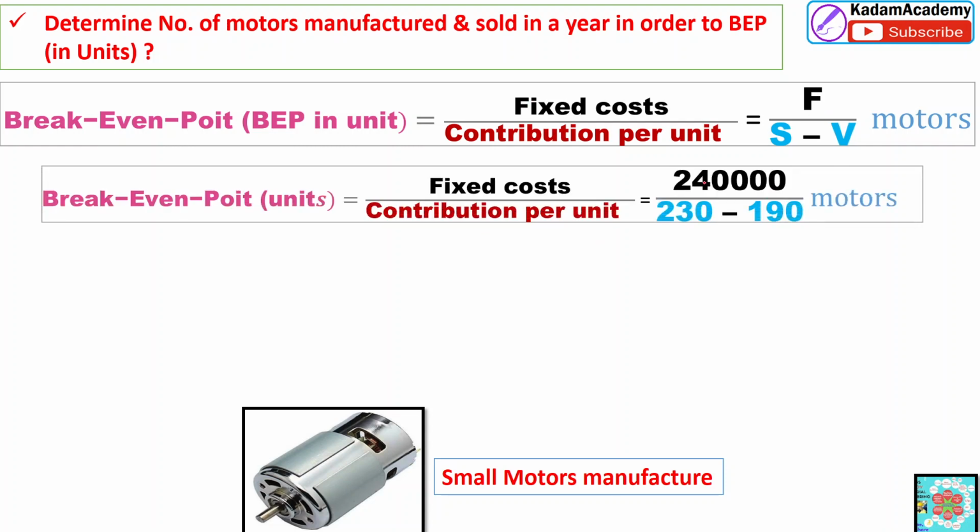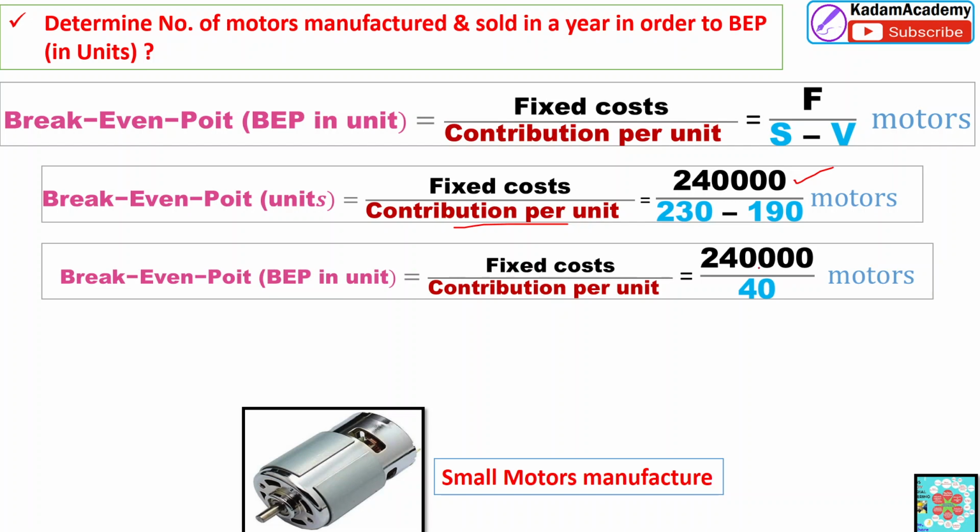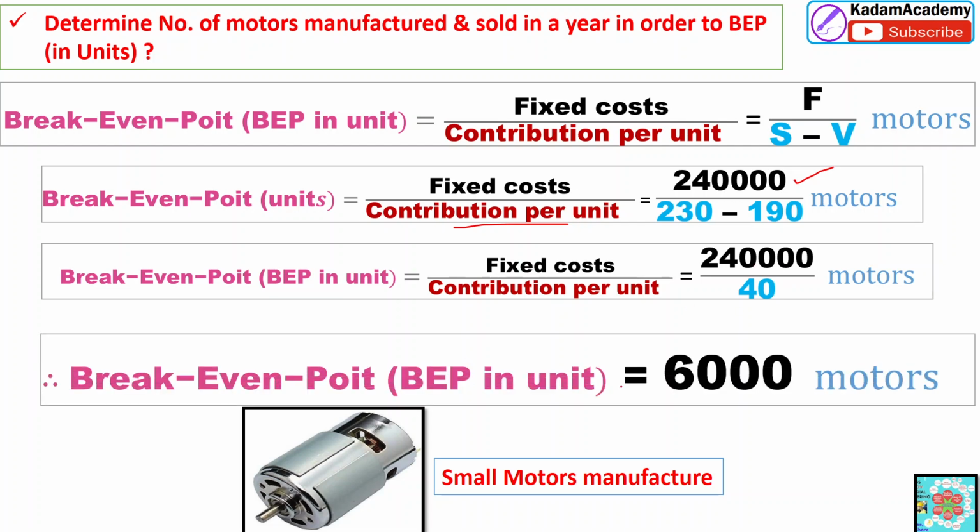The fixed cost is 2.4 lakhs, meaning 2 lakh 40,000, upon 230 minus 190. That is the contribution per unit, S minus V. So the value becomes 2 lakh 40,000 upon 40 motors. That value becomes 6,000. These are the 6,000 motors we have to manufacture to achieve the break-even point. So in units, it is at least 6,000 motors per year.